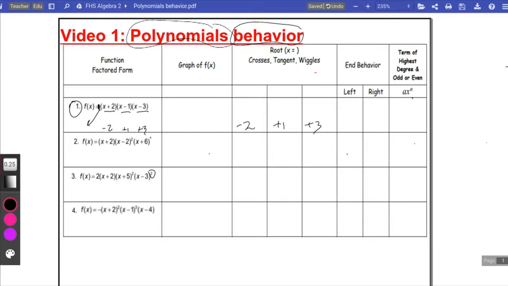The number in the very front, this number right here, it's a 1. So that is your A. Your A is 1. So let's go right here. We're going to talk about it. So the A is 1.